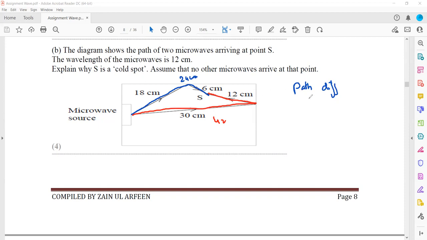So when we work out the path difference, what will it be? It will be 42 minus 24. So 42 minus 24 equals 18. So 18 centimeters is the path difference.